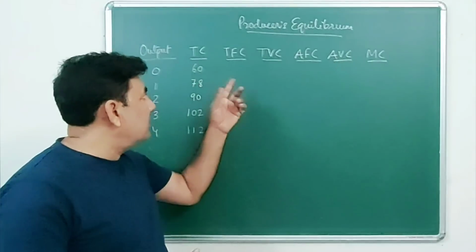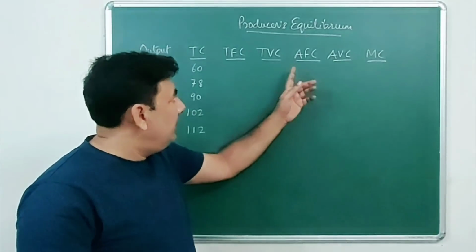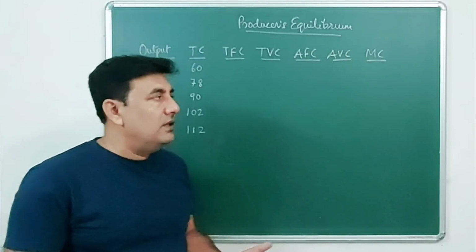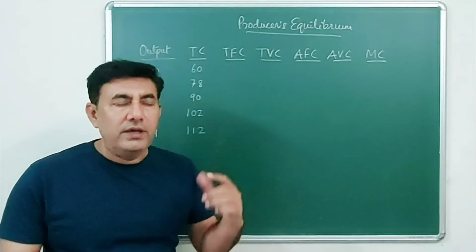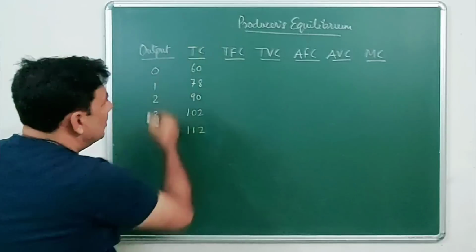TC stands for total cost, TFC is total fixed cost, TVC is total variable cost, AFC is average fixed cost, and marginal cost. Now suppose these two things are given. If not given, you have to plot. You have to draw the imaginary figures. See the total cost.